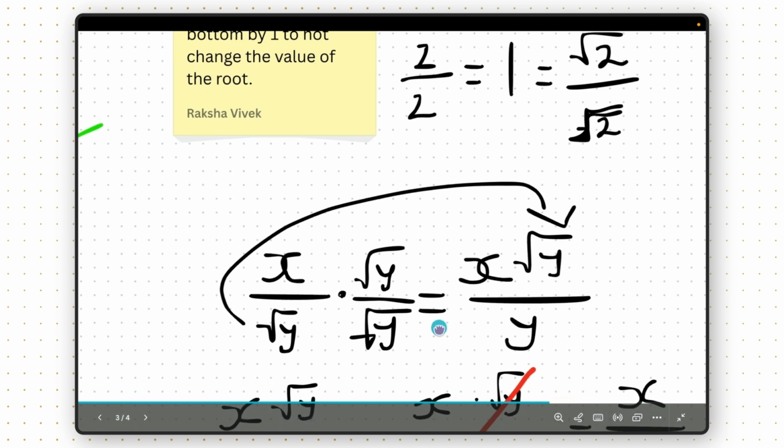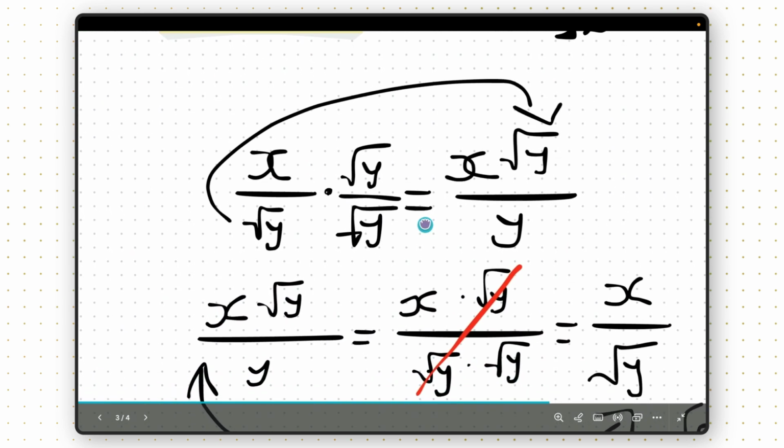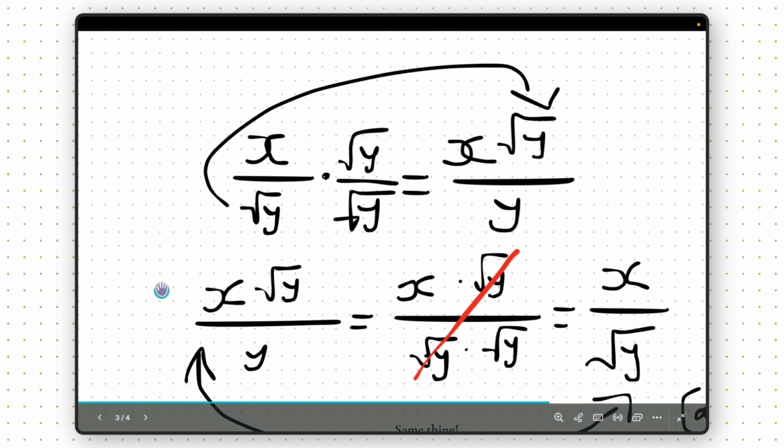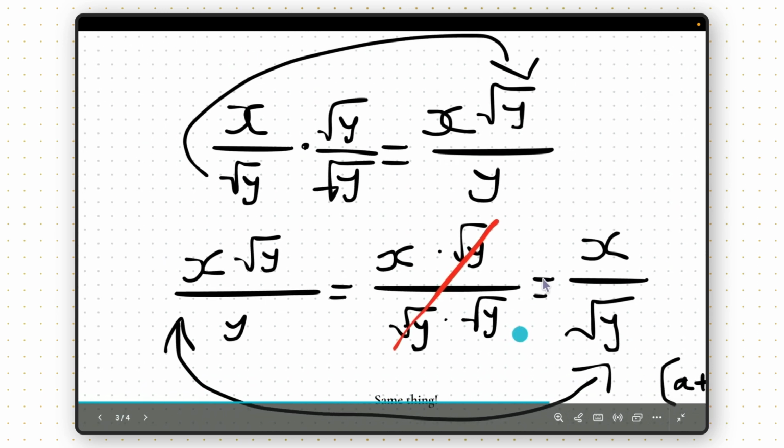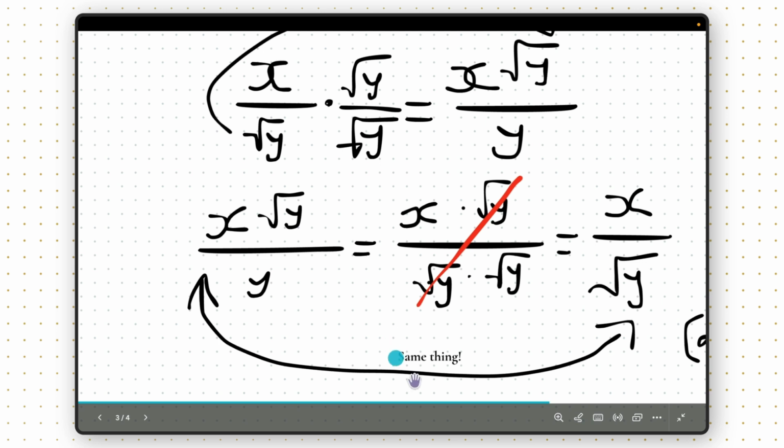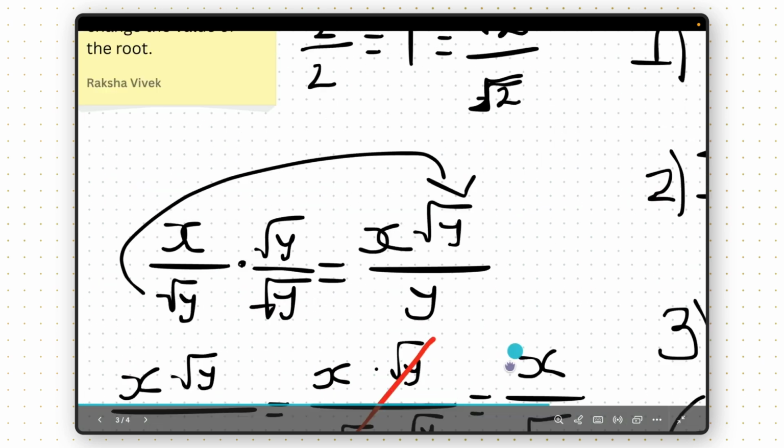Now, if you're wondering how these are the same, I want you to take a look at this. So this y is just the square root of y times the square root of y, and these two root y's cancel out when you expand the expression. So you would just get x over root y, which is the exact same thing as what we started with over here as well.